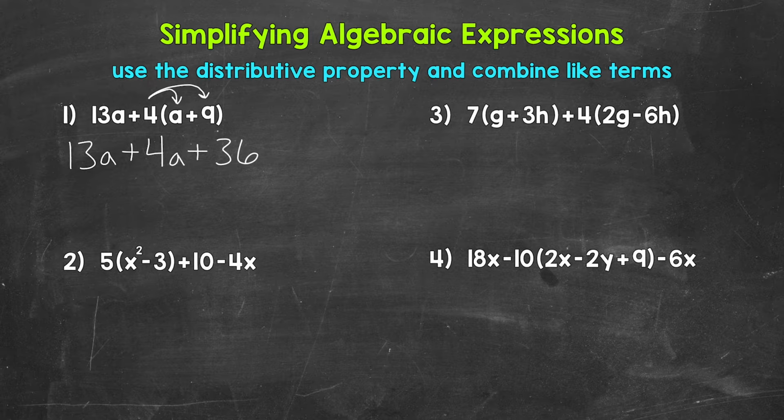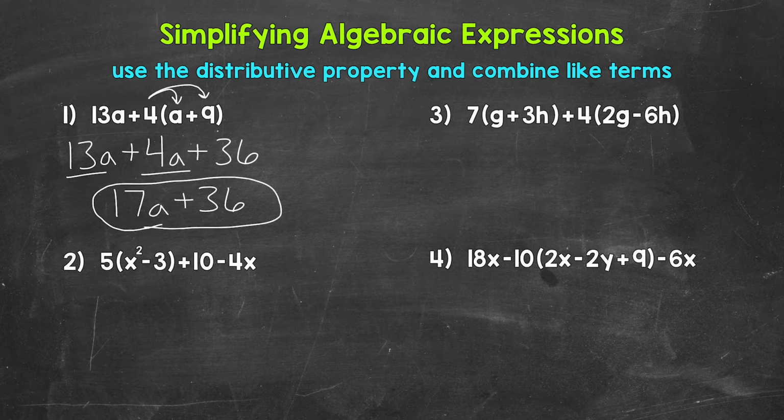So do we have any like terms that we can combine? Yes, 13a and 4a are like terms, so we can combine those terms. 13a plus 4a is 17a, and then we have that positive 36, so plus 36. And this is our final simplified expression, 17a plus 36. Now that simplified expression is equivalent to the original expression. We were just able to simplify that original expression by using the distributive property and combining like terms.